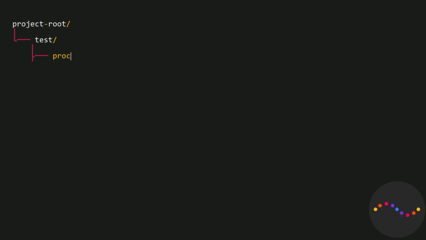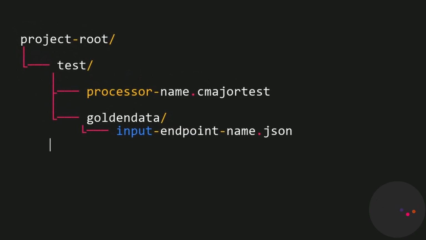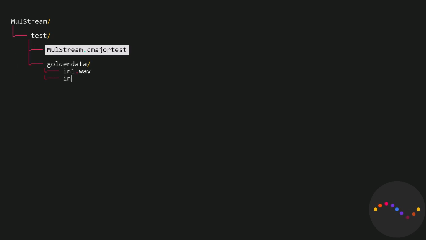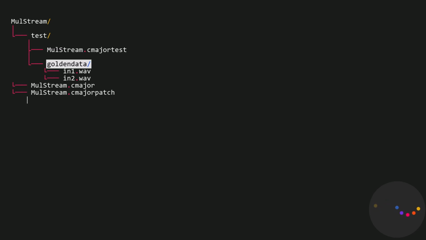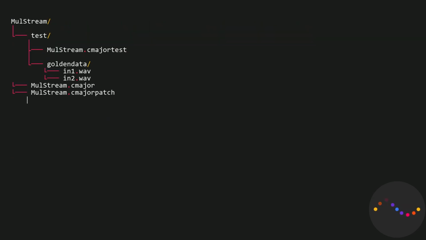You must have Cmajor command line tools installed. To set up the test, we will create a new folder called test inside the project. A file with the name of the processor we want to test, .cmajortest, and a folder inside of /test called golden data. A file inside the golden data folder should be named after the input endpoint. Since we are dealing with streams, I created two sine waveforms with different frequencies, in1.wave and in2.wave. For other endpoint types, we have different methods.